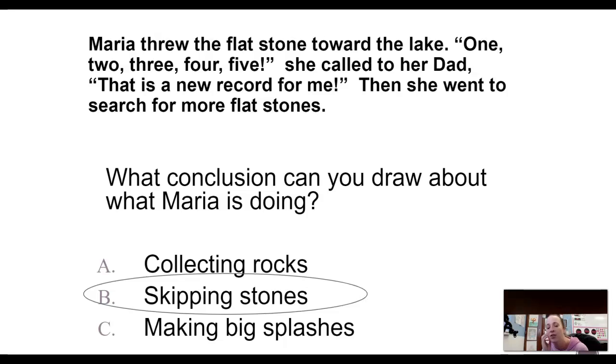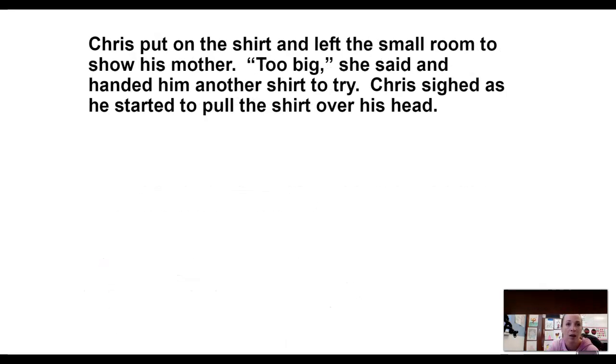Well, your correct answer there was B. She's skipping rocks. If you've never skipped a rock before, you take a skinny rock and you throw it into the water a certain way and you hope that it makes these little jumps. That's what skipping rocks is, and that is what she is doing. All right, kiddos, here's our next one.